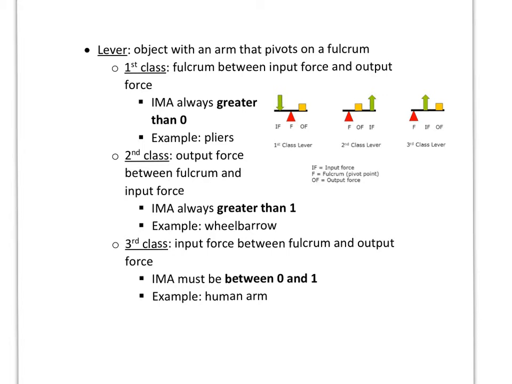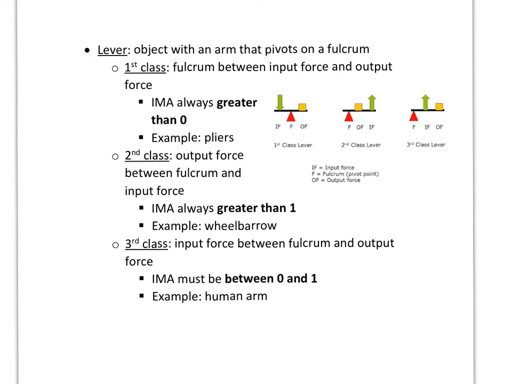Your IMA is always going to be greater than 0. So that's not really telling you much at all. It's just a number, any number greater than 0. An example of a first class lever would be pliers. A second class lever has the output force in between the fulcrum and the input force, and there your IMA is always going to be greater than 1. The example I'm going to give you for that would be a wheelbarrow. This is where the wheel is, this is the load of the wheelbarrow, and this is where you are lifting it up.